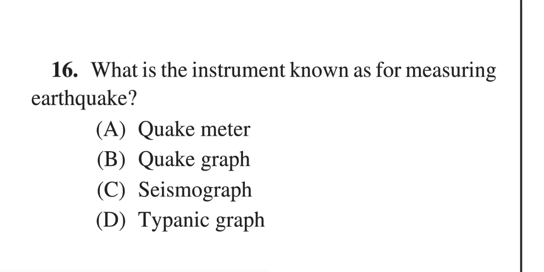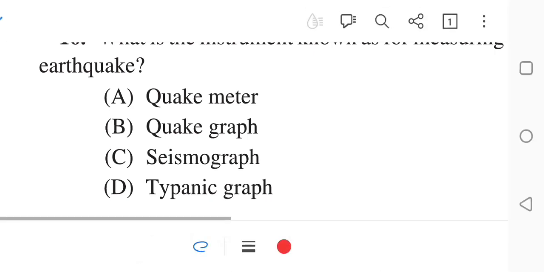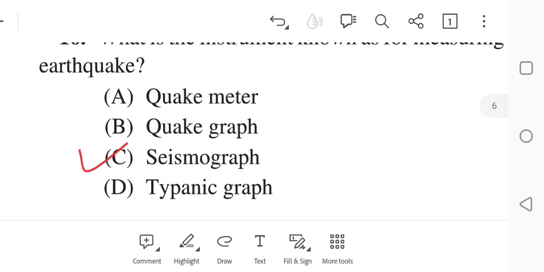Number 16, it says, what is the instrument known as for measuring earthquake? So it is a very intrinsic question related to our day-to-day life. You must have heard. What is the instrument known as for measuring earthquake? Quark meter, quark graph, seismograph, tympanic graph. Correct answer will be seismograph. Okay, seismograph is used for earthquake measurement.